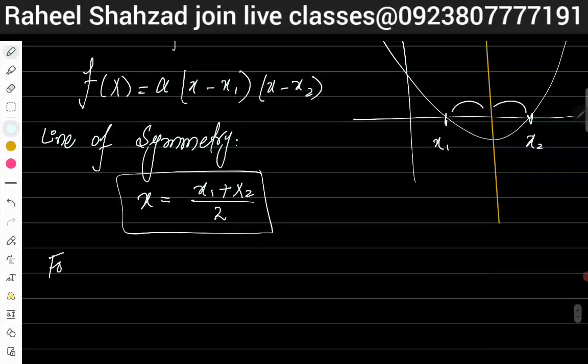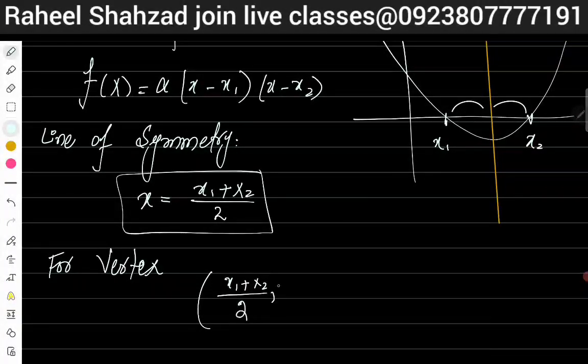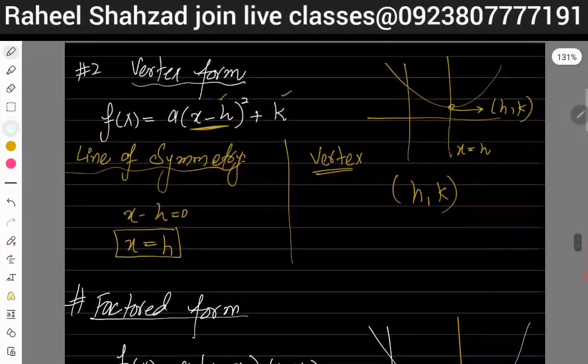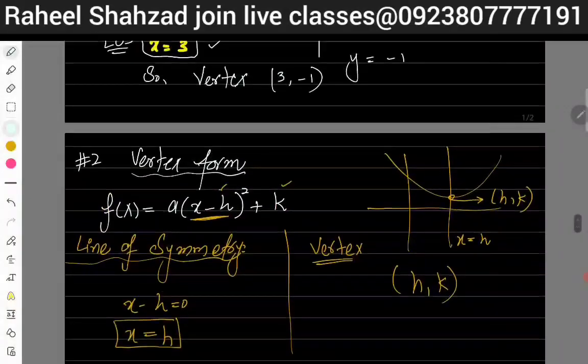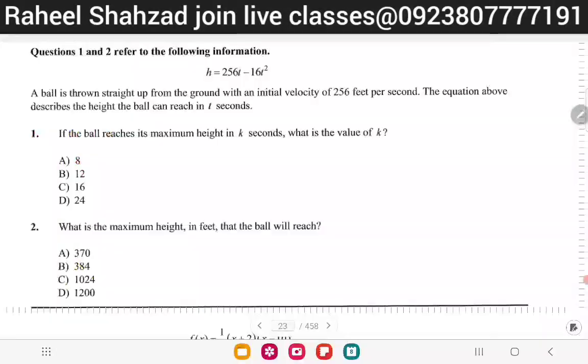And for vertex, we substitute this value back into the original equation. So for vertex, x is (x1 plus x2) divided by 2, and y is f of (x1 plus x2) divided by 2, right? So this is how we find coordinates of the vertex and line of symmetry in all these 3 formats. So now let's solve questions related to quadratics. In my first question, questions 1 and 2 refer to the following.